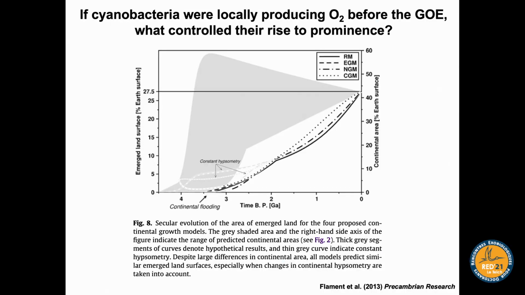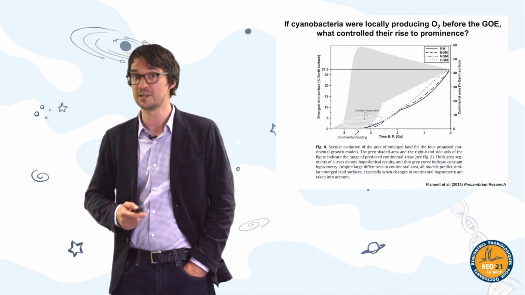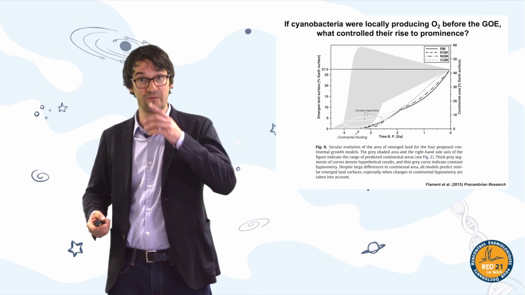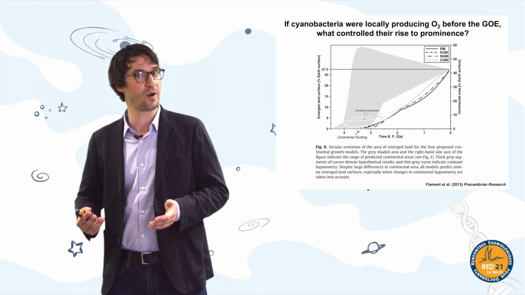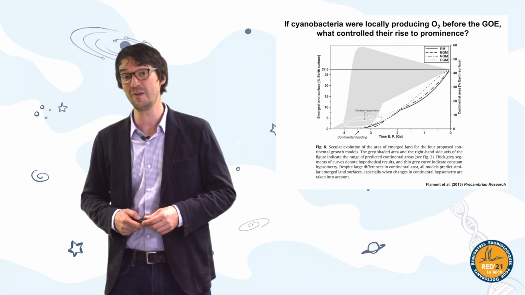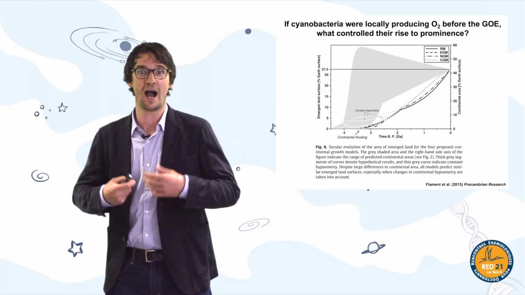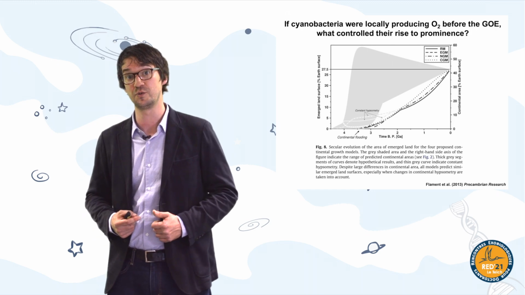Now, finally, this is a bit of speculation. If cyanobacteria were locally producing oxygen before the GOE, well, what controlled their rise to prominence? Why were they producing relatively little, and then eventually may have produced enough to oxidize the planet? Well, this may be related to the amount of continental surface the early Earth had. On the early Earth, we didn't have the same area of continents as we have today. In fact, prevailing models suggest that the early Earth was a near water world prior to 3 to 3.5 billion years ago. So there may have been very little continental surface for these highly efficient oxidizing microbial communities to inhabit.